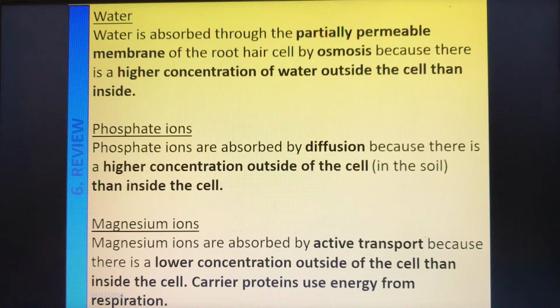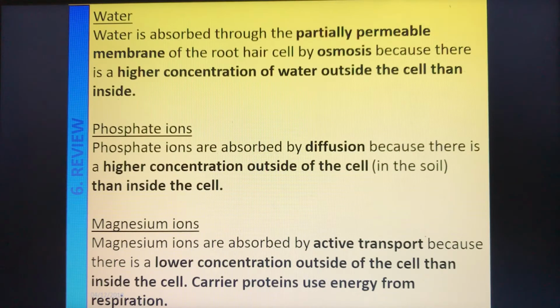So we've got our key word there, osmosis, because there is a higher concentration of water outside the cell than inside the cell. Okay, so we know that osmosis is movement of water from a high concentration of water, you must say of water, and we'll explain why in the osmosis video, to a low concentration of water. So we've got ourselves 2 good marks there, potentially even 3 points, because we've got partially permeable membrane, we've got osmosis, and then the definition of osmosis, movement of high concentration of water to low concentration of water.